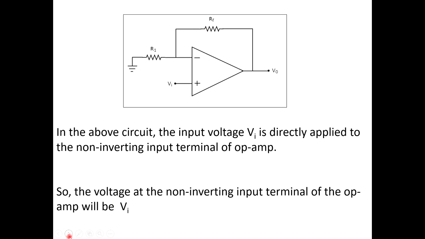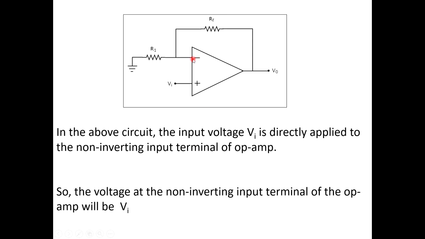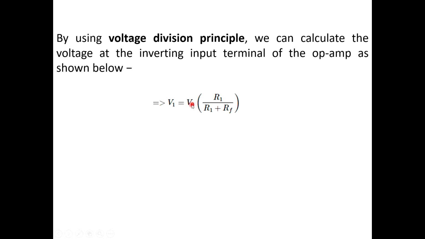So applying the voltage division rule, what do we get? We get V1. What is V1? V1 is the voltage at this terminal, that is at this point. It is of course Vi, but we are also telling it this as V1. So V1 is equal to V0, that is the output voltage, into R1 by R1 plus RF. This is the voltage division rule that I was talking about. R1 by R1 plus RF.